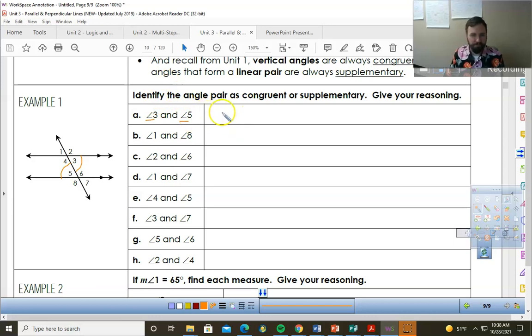But why? They're congruent because they're alternate interior, and we know alternate interior angles are congruent. That's a theorem. Alternate interior angles are congruent.